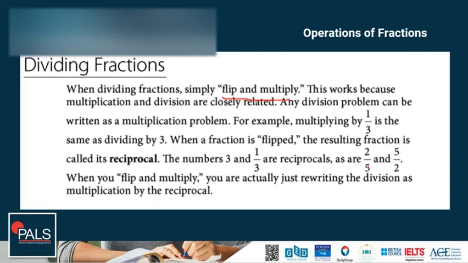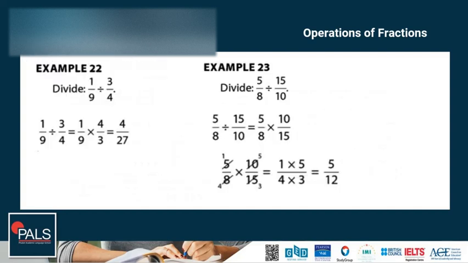When a fraction is flipped, the resulting fraction is called its reciprocal. Okay, I want you to take note of this term, reciprocal. Okay, the numbers 3 and 1/3 are reciprocals. When you flip and multiply, you are actually just rewriting the division as multiplication by the reciprocal. This one is easy to understand by looking at the example. Okay, let's proceed to example. Example 22, divide 1 over 9 divided by 3 over 4.